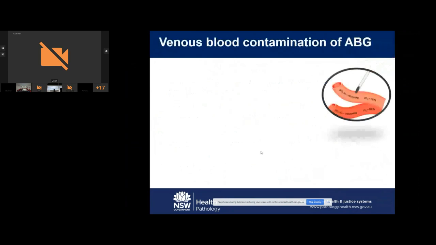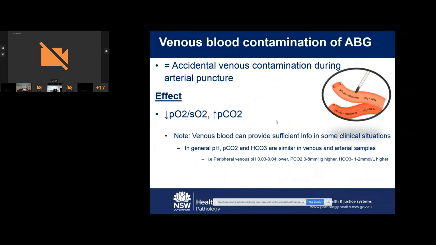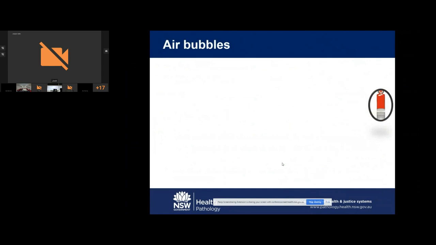Another error is venous blood contamination of arterial sample. So the effect here is lowering of oxygen parameters and increasing CO2. But note, venous blood can provide sufficient info in certain clinical situations. And in general, the pH, PCO2 and bicarb are similar in a peripheral venous sample and arterial sample. The main difference is PO2. And in that setting, venous blood is not helpful for assessing oxygenation because the oxygen has already been extracted in the tissue.